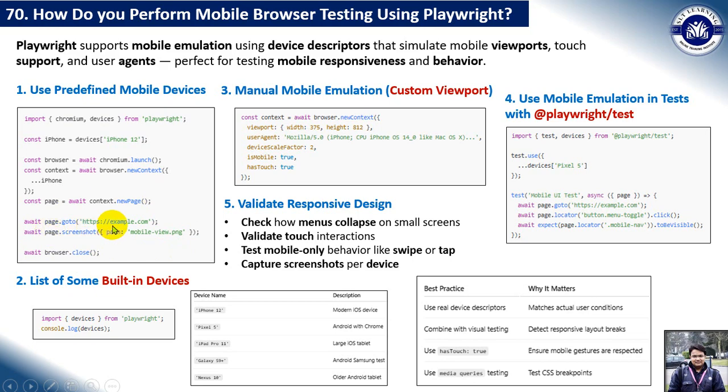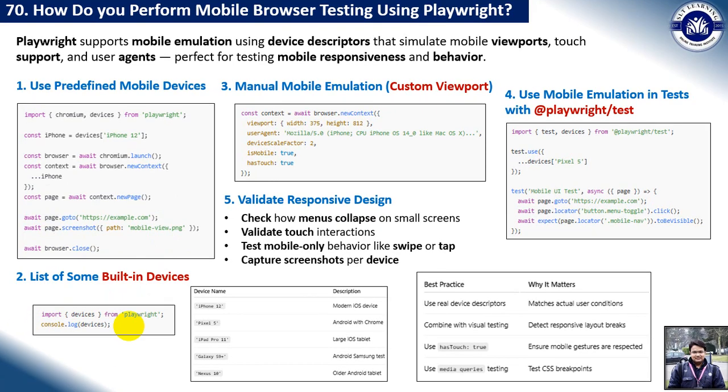When you go to the URL, it will open the mobile view, and then you can take a screenshot and start comparing the screenshots as well. Okay, a list of some built-in devices. How can you find the list of built-in devices? You can use devices from Playwright and console.log(devices), and once you run these two lines, it will print all the devices supported in the Playwright version that you are using for your testing.